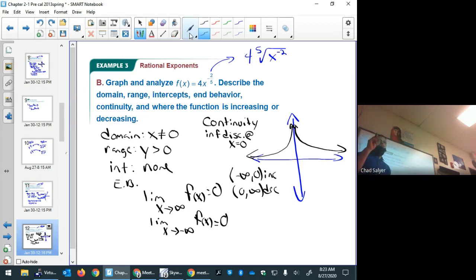So any questions about anything we've done so far? We've done a lot of graphical analysis so far. We're just graphing like mad people up here. Okay.